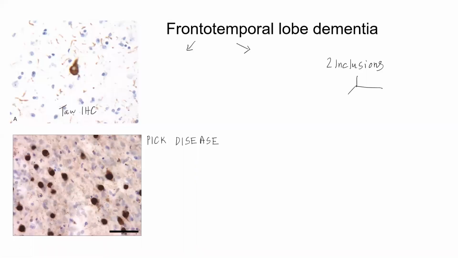Hello friends, in this video I am going to discuss frontotemporal lobe dementia. From the name itself we can understand that there is predominantly frontal and temporal lobe involvement. If these patients have predominant frontal lobe involvement, they will have behavioral and personality abnormalities because the frontal lobe is associated with personality and behavior. So they will have both personality and behavioral disturbances, and that variant is known as the behavioral variant.